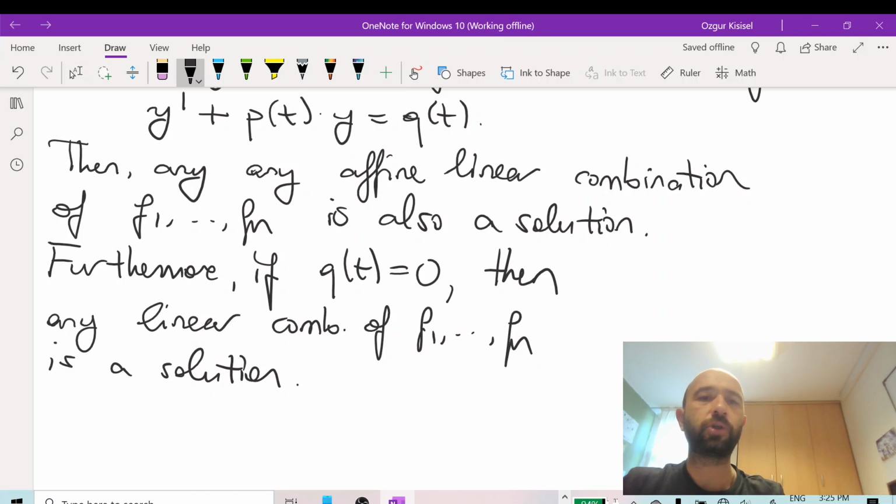So the difference between the two is, in one of them you have an arbitrary q(t), it can be anything. Then the conclusion is slightly weaker: any affine linear combination is a solution. If q is 0, then that's a stronger assumption, and the result is stronger. Any linear combination, you don't have to have affine, any linear combination is a solution.